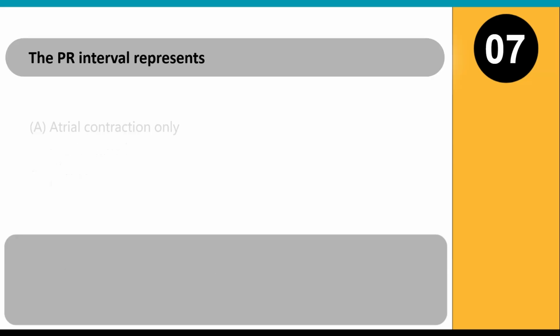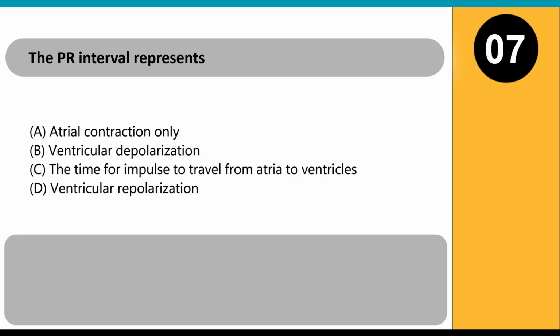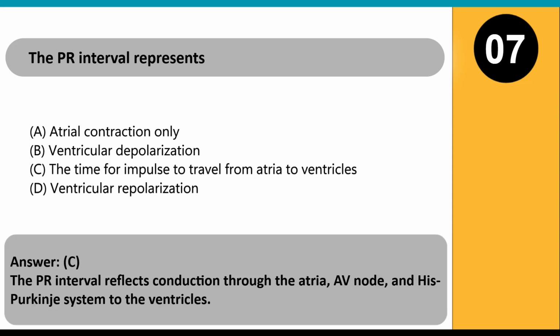The PR interval represents: A. Atrial contraction only. B. Ventricular depolarization. C. The time for impulse to travel from atria to ventricles. D. Ventricular repolarization. Answer C. The PR interval reflects conduction through the atria, AV node, and His-Purkinje system to the ventricles.